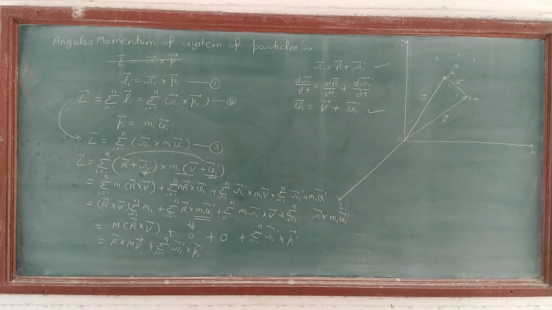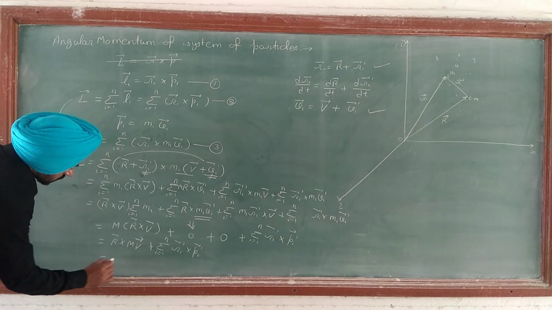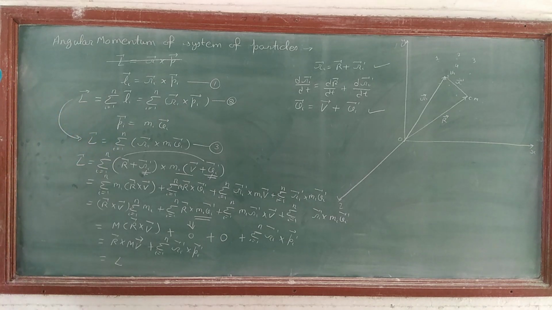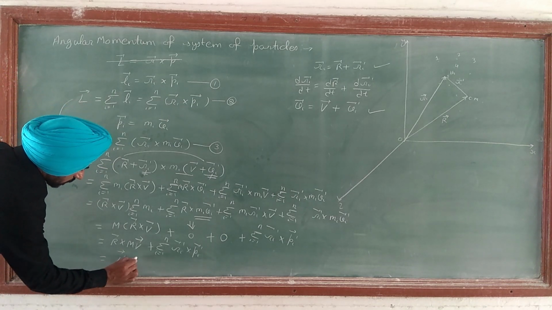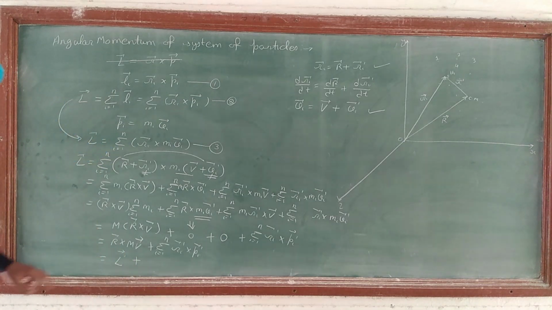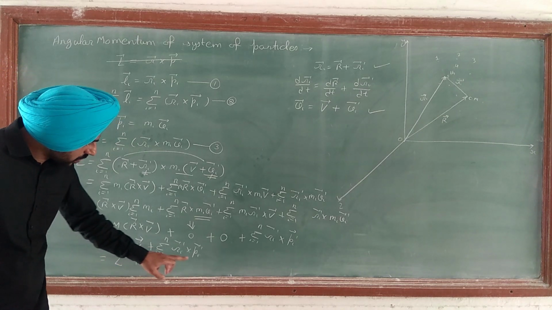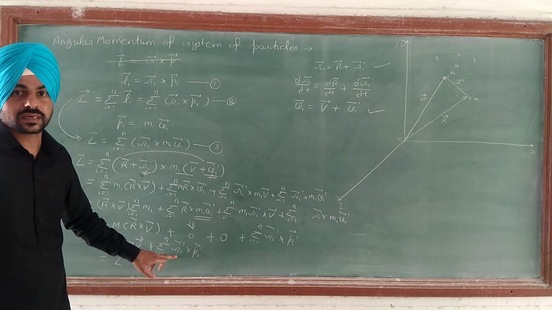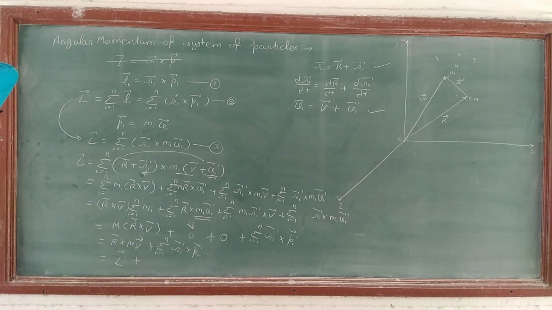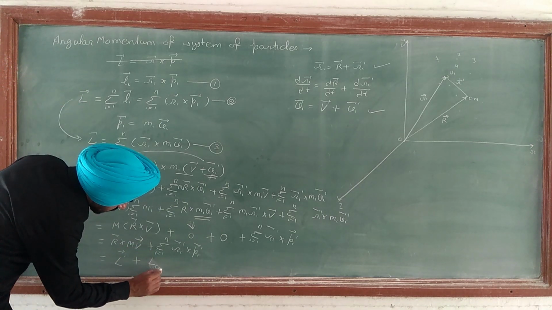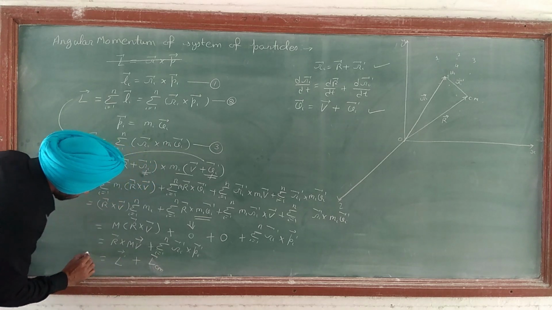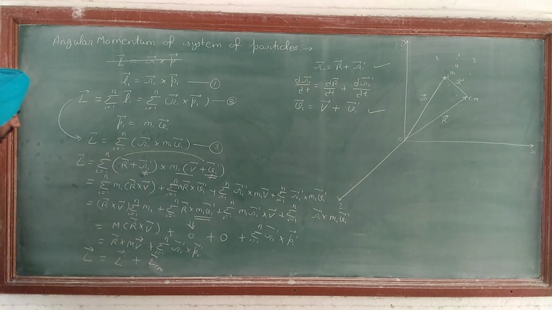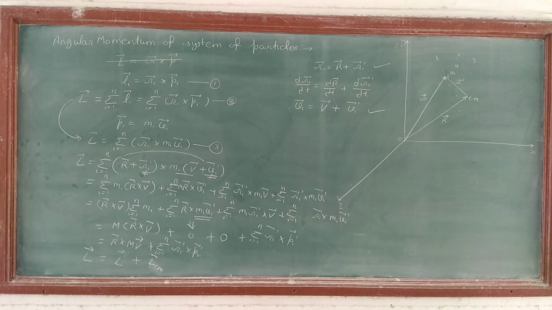So let it be denoted by L prime, plus this is the angular momentum of the ith particle with respect to the center of mass, so let it be LCM. This is the total angular momentum of the system.